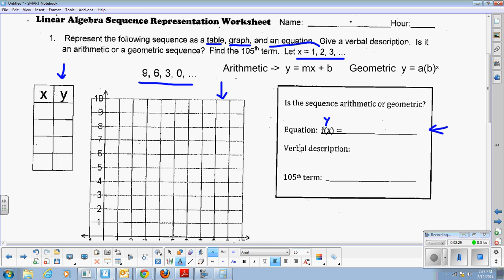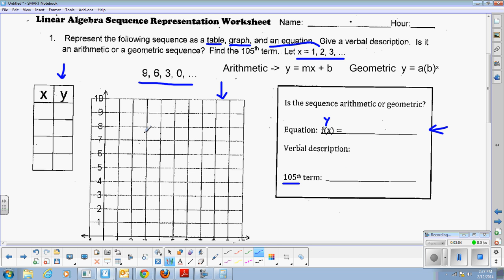Verbal description then. Well, why is it arithmetic or geometric? For the verbal description you're going to write because it's adding or subtracting the same amount, or it's always multiplied by the same amount. This one is always multiplied by 5, or it's always subtracting 2, or I'm always adding 9, or multiplying by a half. Then once you do that, you are to find the 105th term. You need to remember now, what letter in your formula do you put 105 in place of? And then once you do that, you're going to put your answer here.